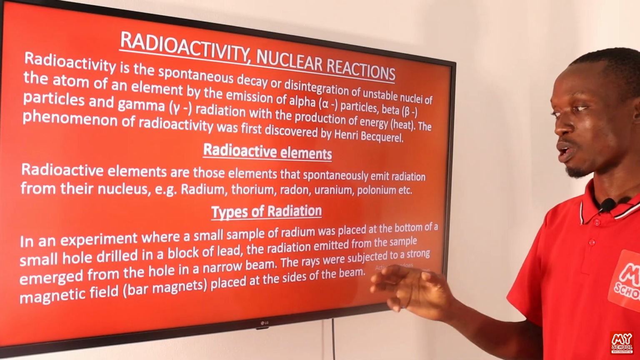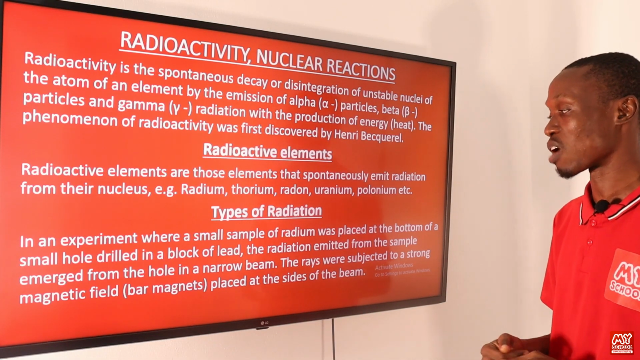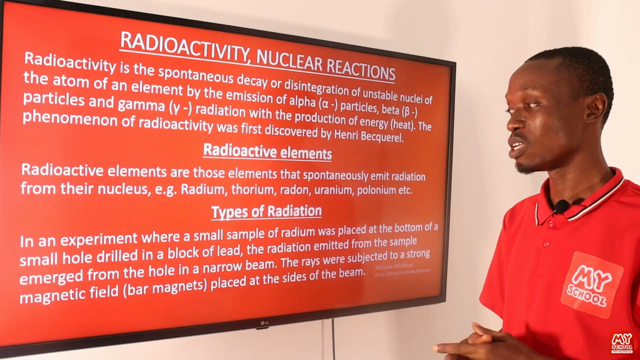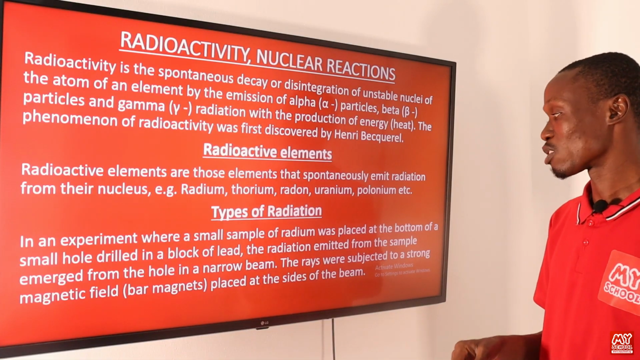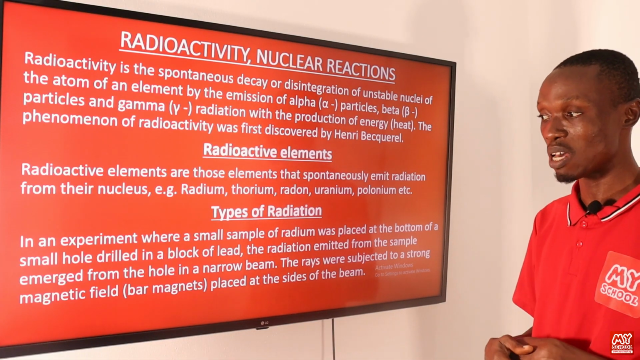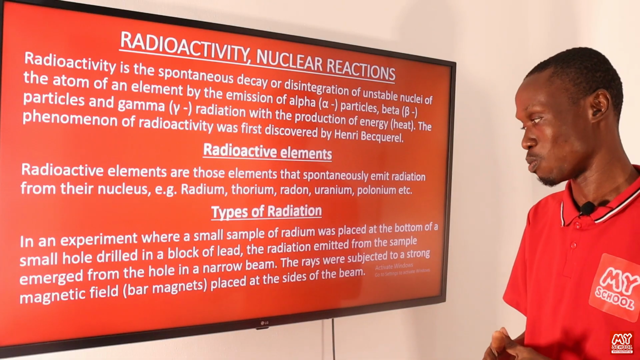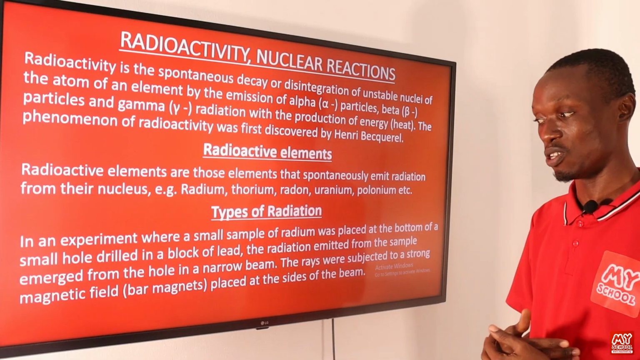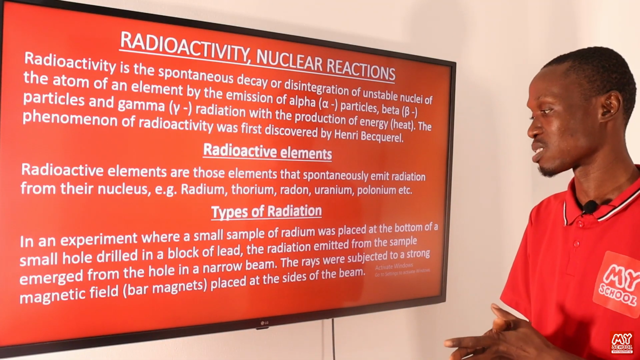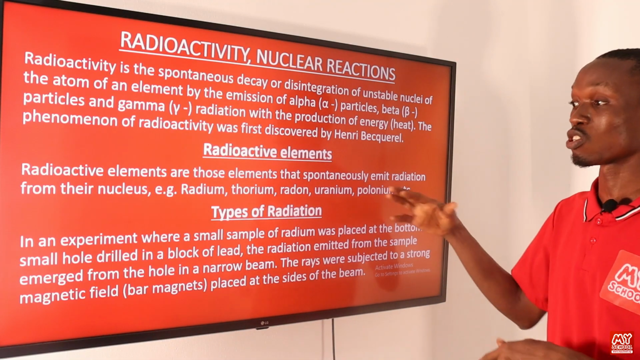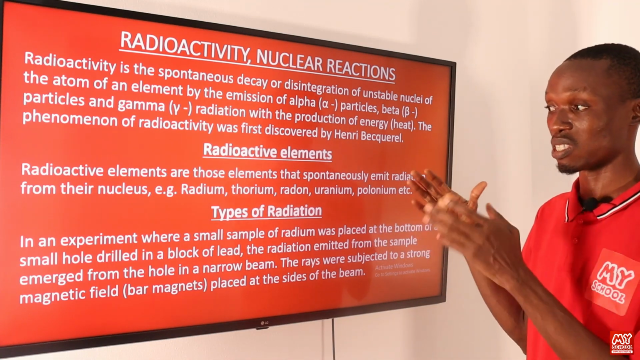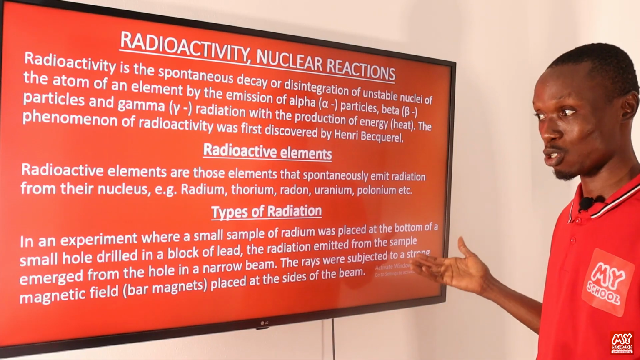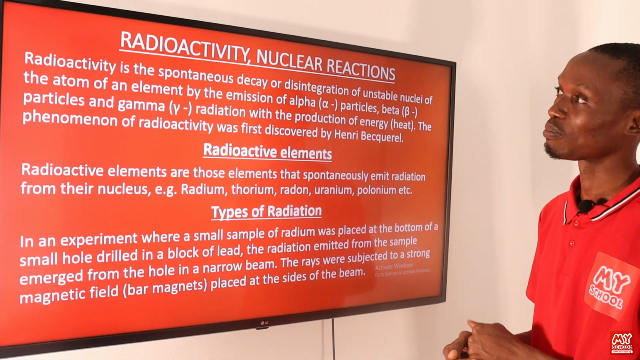In an experiment where a small sample of radium was placed at the bottom of a small hole drilled in a block of lead, the radiation emitted from the sample emerged from the hole in a narrow tube. And the rays were subjected to a strong magnetic field, in brackets a bar magnet, placed at the sides of the beam. So this is just the experiment that enabled the scientists who worked on radiation to discover the different types of radiation. Let's move to the next slide to continue.